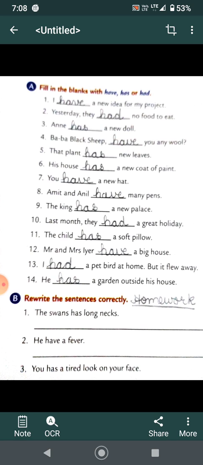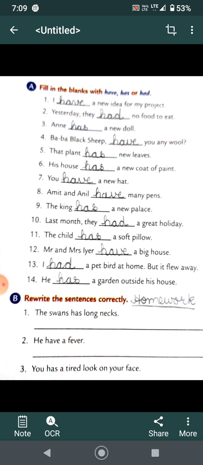Both are correct. Mr. and Mrs. Liar have a big house. I had a pet bird at home, but it flew away. He has a garden outside his house. I hope children you have done this exercise. Now exercise B is your homework. And you do it. I will discuss it in tomorrow's class.